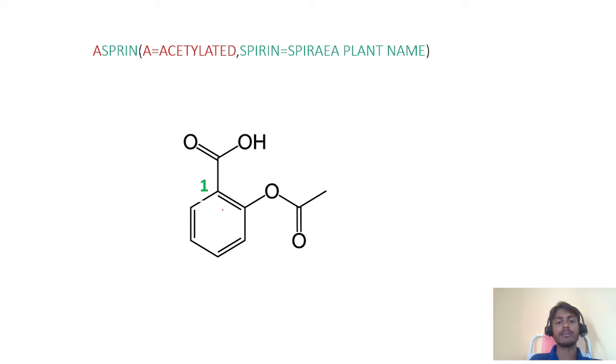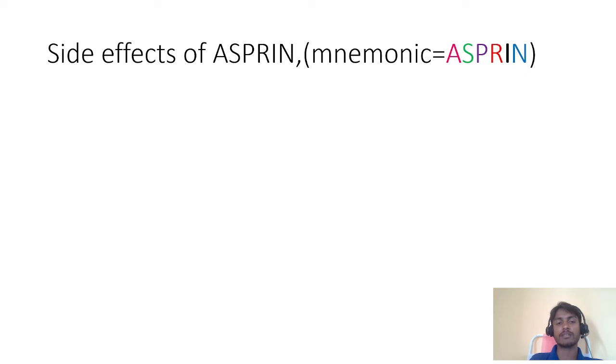Next, aspirin. This is the structure of aspirin. See, it is acetylated. An acetyl group can be added to the oxygen atom. Hence, we can call it aspirin, acetylated salicylic acid. So, this is the numbering. Why are we starting the numbering here? Because the carboxylic acid is here. Carboxylic acid is the major functional group, highest priority. So we need to start numbering from the carboxylic acid.